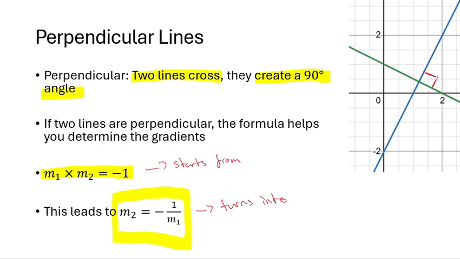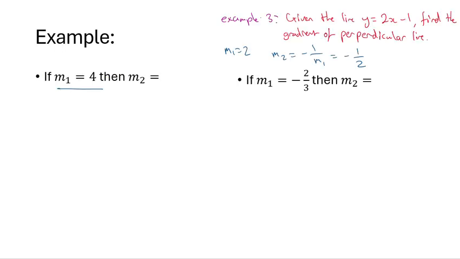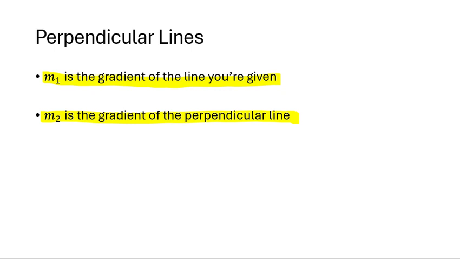Now you might be wondering, what do m1 and m2 mean? It's pretty simple, okay? m1 is the gradient of the line that we're given, and m2 is the gradient of the perpendicular line that we're trying to find here. Okay, that's what you need to do. Sorry, I'll give you some time.